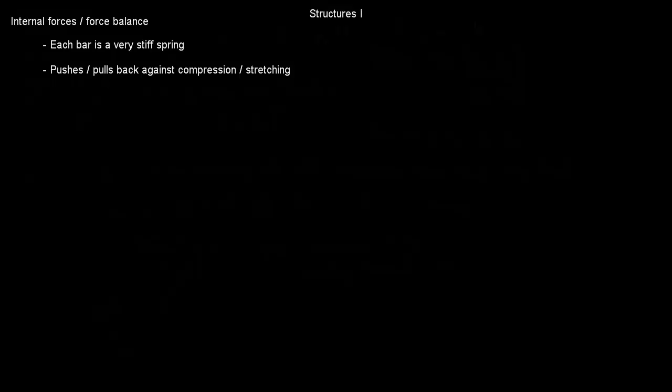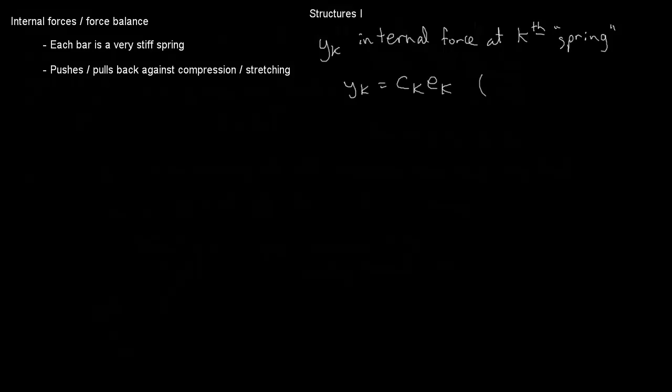So each bar, again, we're modeling as a very stiff spring. And so when I compress the bars by moving the nodes, it's going to push or pull back against the compression or the stretching. So it's a spring. I assume that it's a spring. So let yk be the internal force at the kth bar. So it's either pulling back from a stretch or it's pushing out from a compression. So I'm going to assume it's a spring, so Hooke's law is going to apply. So the internal force should be proportional to the elongation.